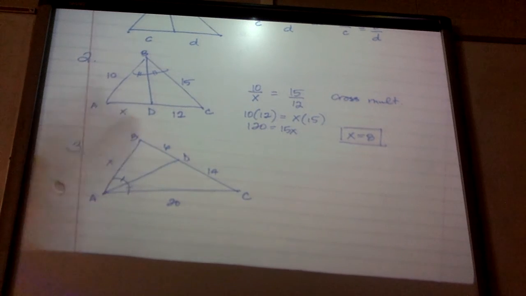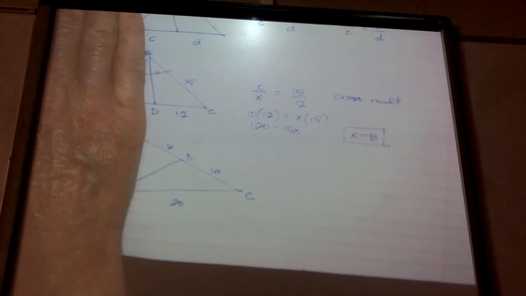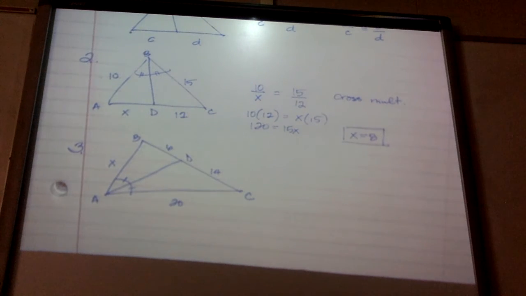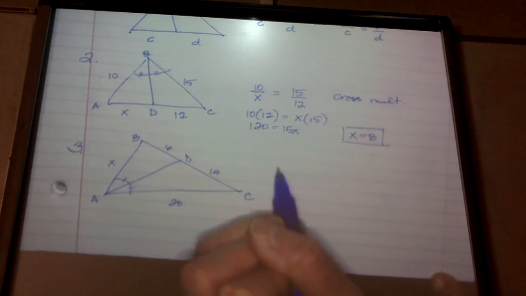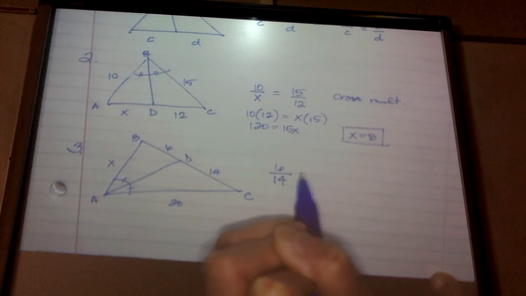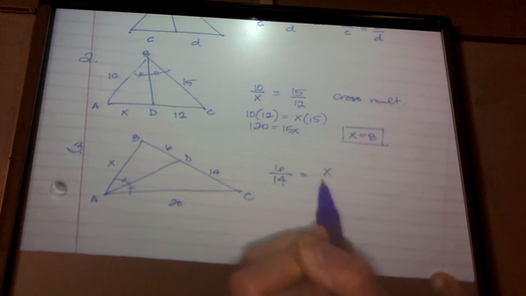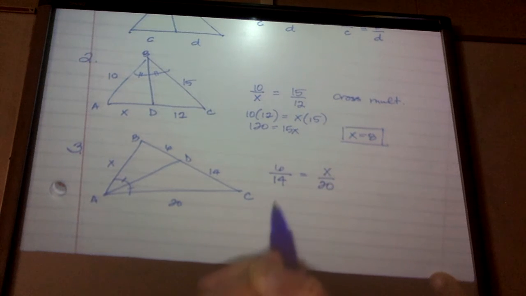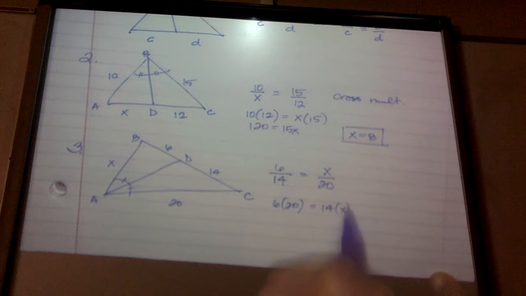In the above, I did the smaller, 10 is to X, as 15 is to 12. Here, I'm going to do the other way you could solve it. So I'm just going to stay on the bottom. So 6, the smaller piece on the bottom, is to 14, as the smaller side here is to 20. So 6 times 20 has to be proportional to 14 times X.